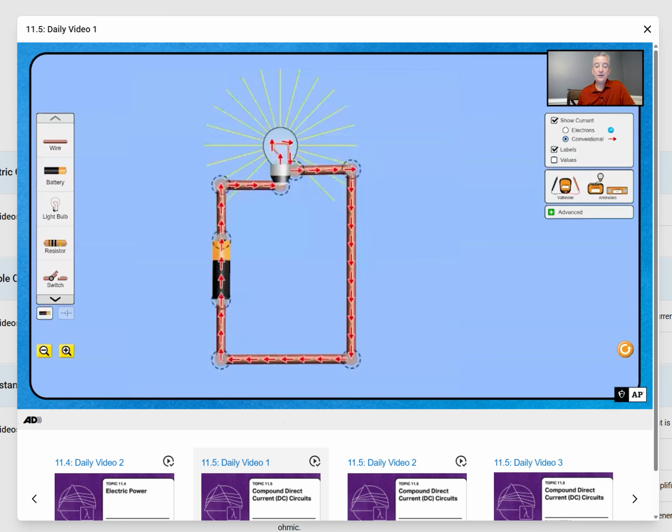Also, the yellow lines around the light bulb represent the brightness of the light bulb. The more lines there are, the brighter the light bulb appears to be. So you may ask, how do we add a second light bulb to the first one? And what effect would that have on the circuit itself?